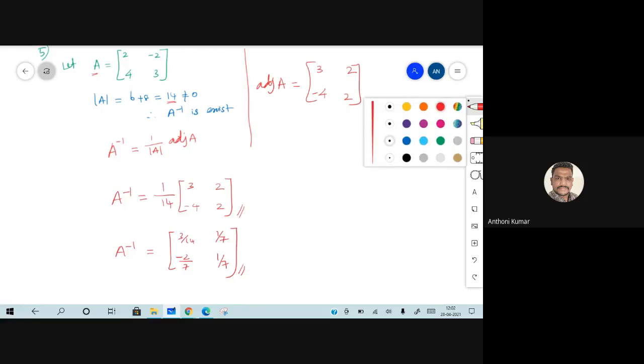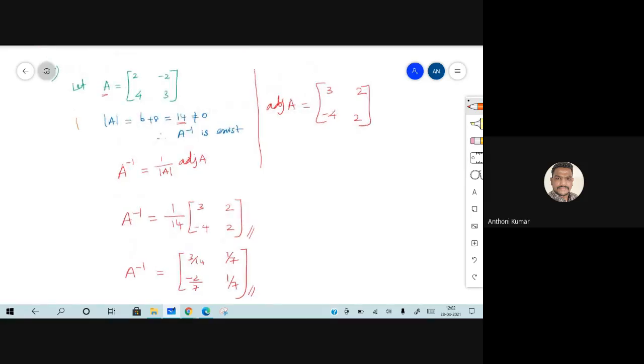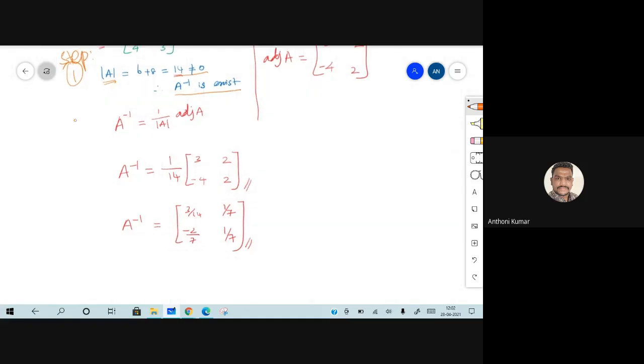I just want to tell you that to find out inverse of any particular matrix, what is the first step that you're doing? Step 1, you are finding out the determinant of the matrix and showing that it is not equal to 0, therefore A inverse exists. That's the first step. And second step, you need to write the inverse formula, inverse of any matrix using adjoint of the matrix. A inverse is equal to 1 by det of A into adjoint of A.